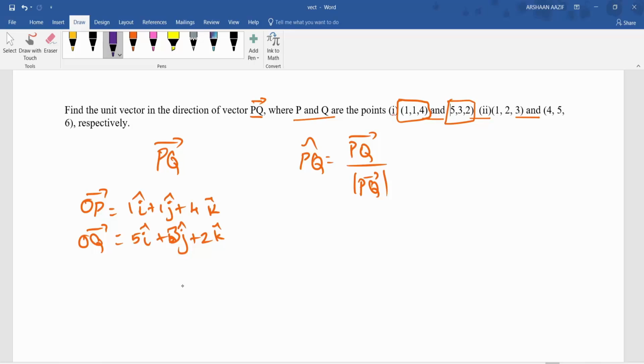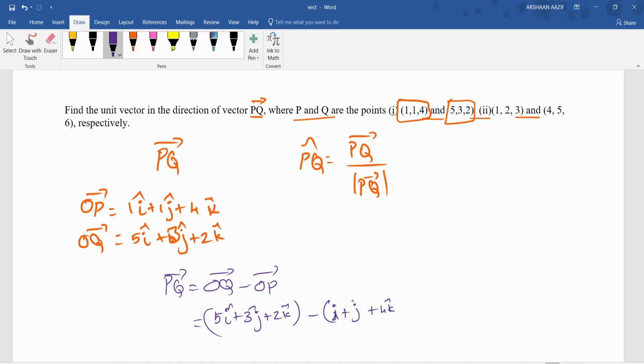So now we need the PQ vector. We have already discussed the formula. PQ vector is equal to OQ vector minus OP vector. So the position vector we are going to subtract. OQ vector is technically 5i plus 3j plus 2k here. So we write that minus, and you should be careful when you take the minus. This bracket is very important. So 1i plus j plus 4k.